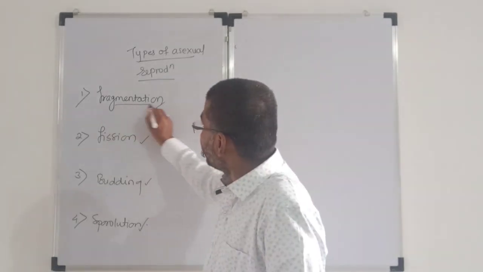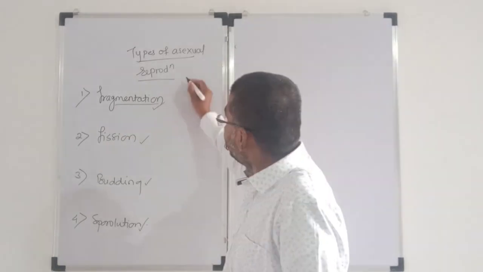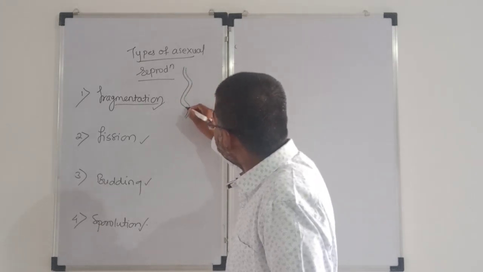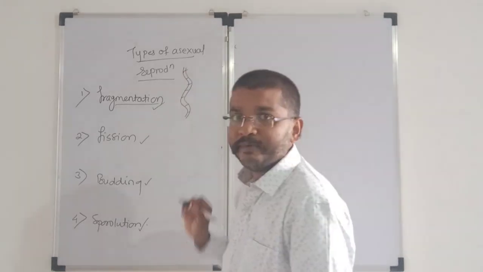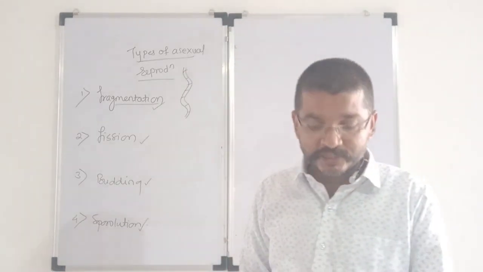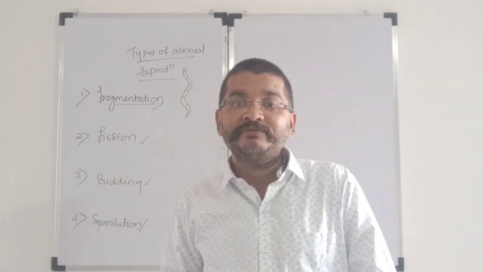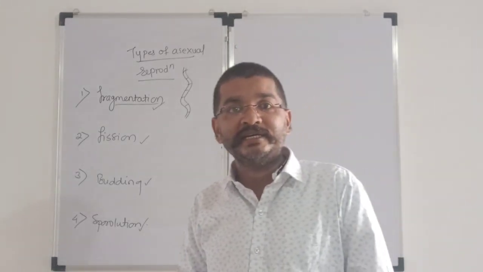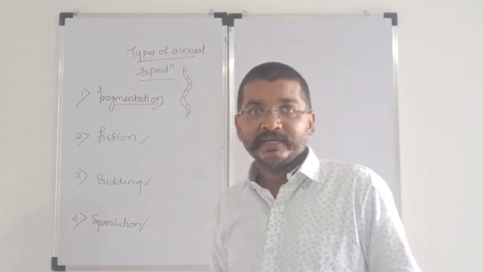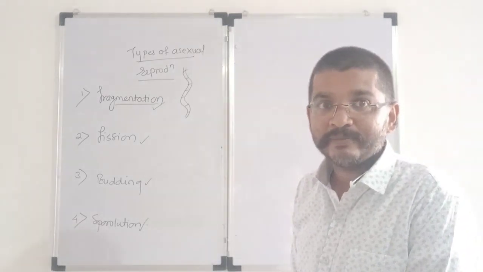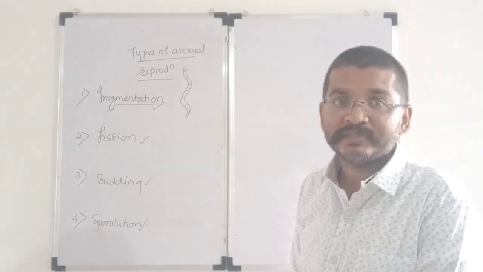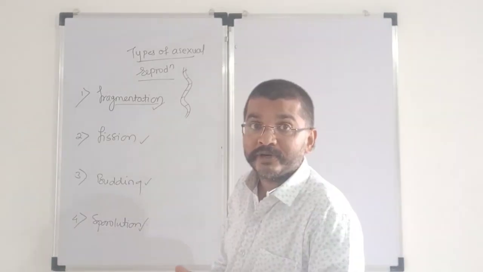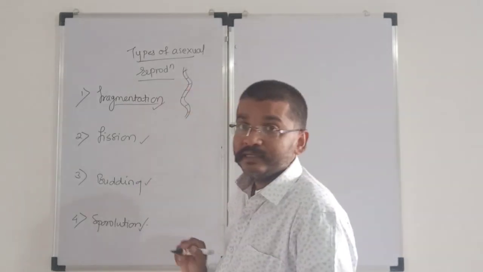So fragmentation kya hai? For example, if I draw one filament of spirogyra over here. Spirogyra, it is one algal filament. Mostly the asexual reproduction is seen in lower organisms like algae, fungi and bacteria. And sexual reproduction is mostly seen in higher organisms like evolved plants and evolved animals like mammals. And angiosperms, gymnosperms. They are showing what? Sexual reproduction.